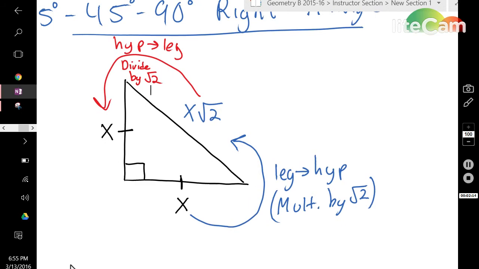And that's the only side length relationship we have because the two legs are congruent. Doesn't matter which leg you choose to go from leg to hypotenuse because they're both exactly the same all the time.